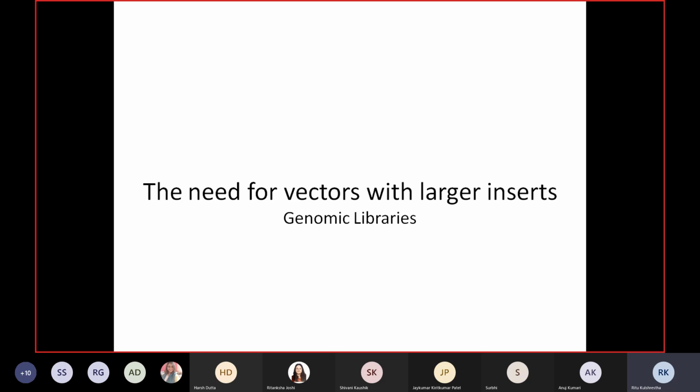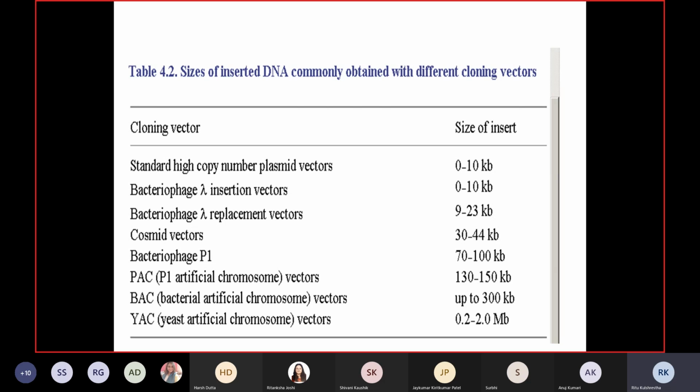But it was very soon realized that when we are talking about genomic libraries, and that too of organisms which have a very large genome, we would want vectors which have much larger cloning capacity. So we have to generate those vectors. I'll just come to the list of vectors that have been generated.